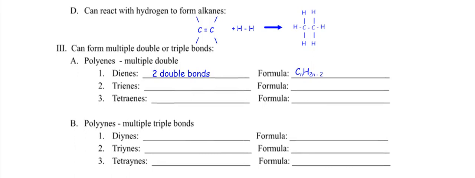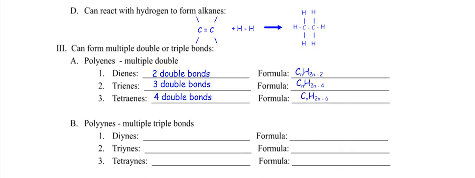So then there's a triene with three double bonds, and I'm going to take away two more electrons for that. And guess what a tetraene is? Four double bonds. And guess what its formula is? I need to take away yet two more hydrogens for that to happen.